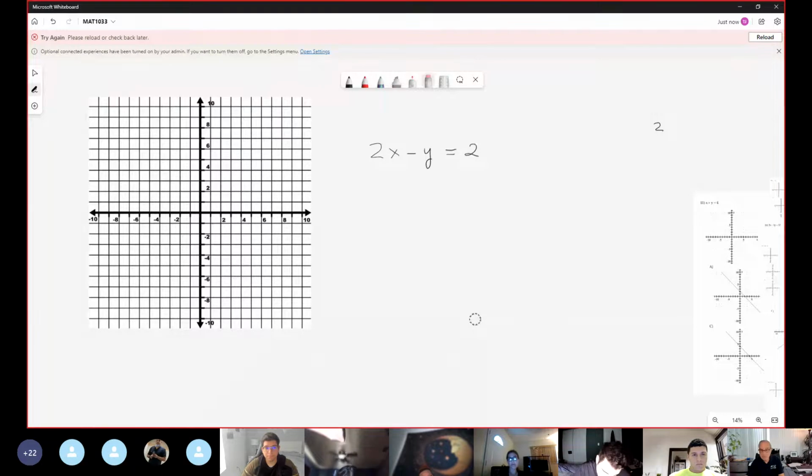Inner set. Inner set. I agree with you. But not necessary, guys. Depending on the problem. Let's see if it works or doesn't work.